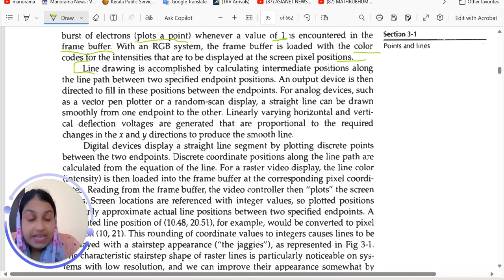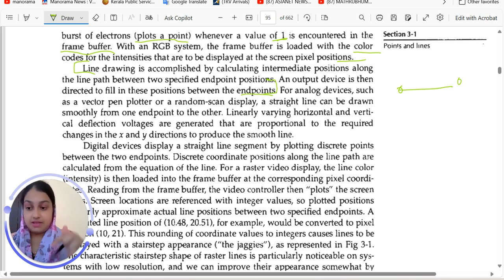Line drawing is accomplished by calculating intermediate positions along the line path between two specified endpoint positions. An output device is then directed to fill in these positions between the endpoints. For analog devices, such as a vector pen plotter or a random scan display, a straight line can be drawn smoothly from one endpoint to the other. Linearly varying horizontal and vertical deflection voltages are generated that are proportional to the required changes in the x and y directions to produce a smooth line.